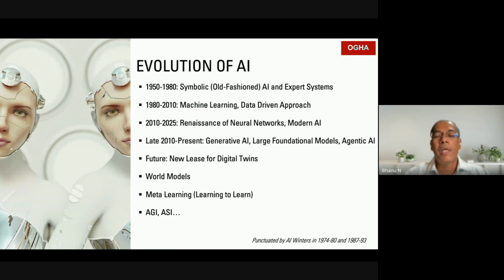Then from the 80s all the way to 2010, machine learning started taking place. Basically, it's a data-driven approach. You don't have to explicitly program the system. You feed it data, it learns from the data, understands, and then starts taking actions. It's a lot easier in the sense that you don't have to explicitly program, so you can drive it through data, but it also has its own challenges.